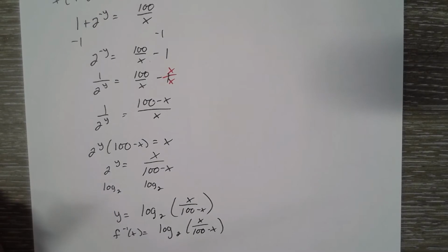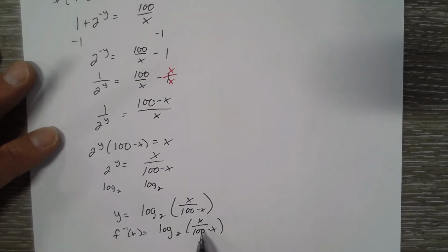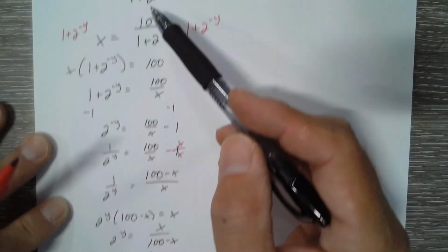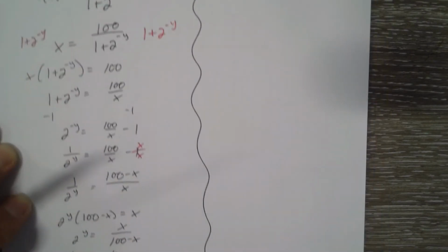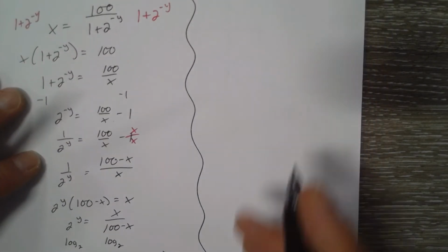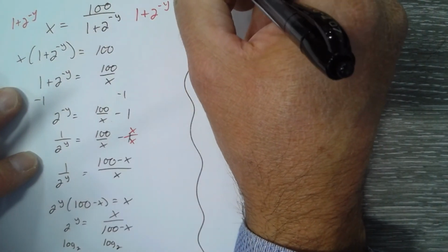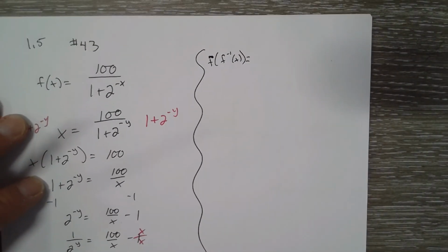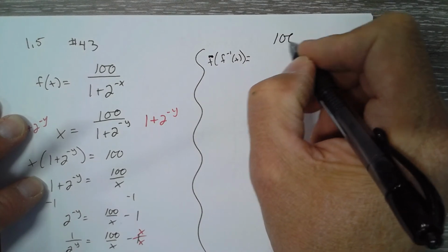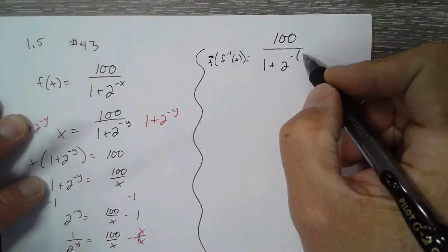Alright, so now we're going to verify that it is the inverse. So if it's the inverse, we should be able to plug this whole thing in to the original for x, and you should get x. So we'll try that right over here. So f of f inverse is 100 over 1 plus 2 to the negative that stuff.